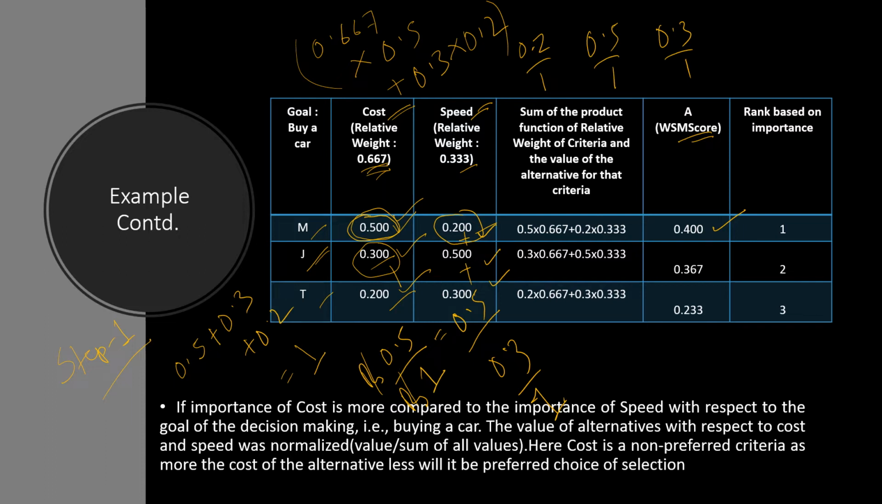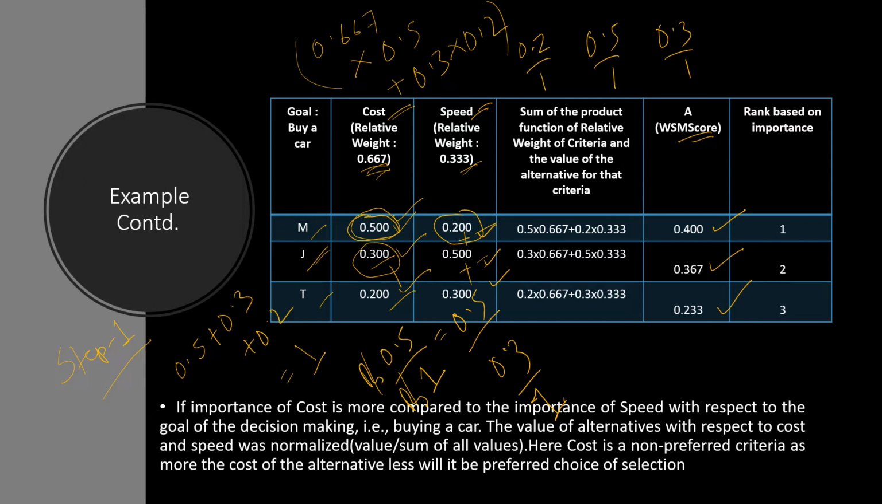Now in the same manner, you will multiply the weightage of cost with the value of cost for Jaguar, then add it with the product of the weightage of speed with the value of speed for Jaguar. Then similarly for Toyota. Now you find these WSM scores. Then you rank them as per magnitude. The higher the magnitude, the higher the rank.